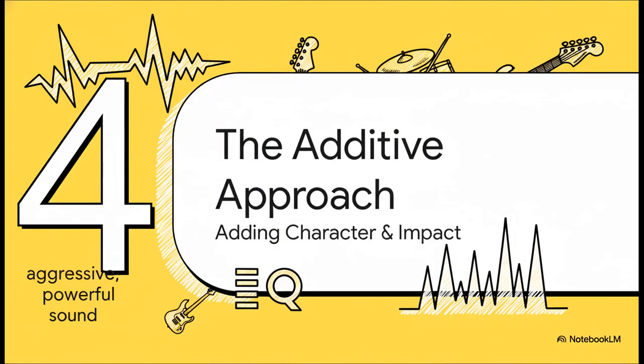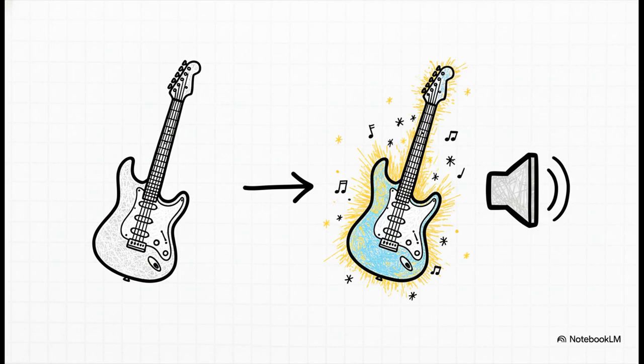Okay, we've taken out the trash. The mix is clean. The canvas is prepped. Now we get to have some fun. It's time for the creative part, using additive EQ to really build that huge, aggressive, powerful metal sound we're all after. And let's just bust another myth right now.